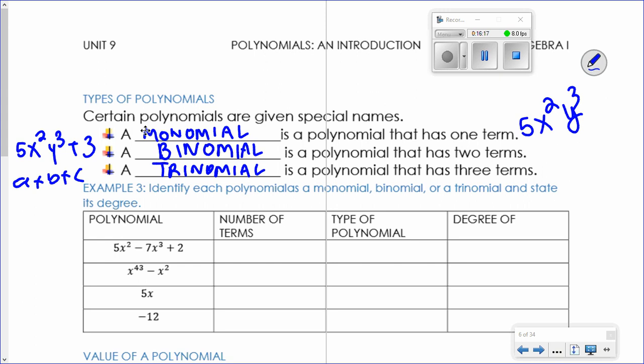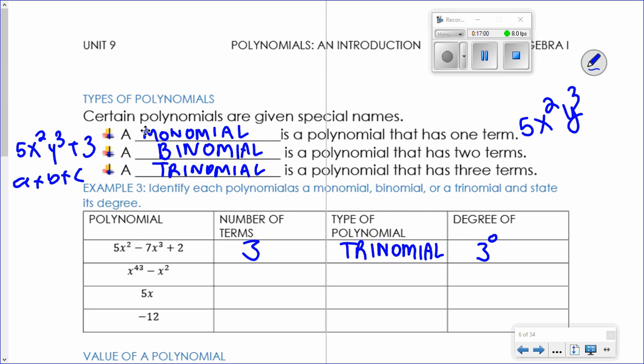Now, in example 3, identify each polynomial as a monomial, a binomial, or a trinomial, and state its degree. So first of all, how many terms does number 1 have? 3. Now, it's three different terms. What kind of polynomial is this? It's a trinomial. Does that make sense? Now, what is the degree of this polynomial? How do you know? It's the biggest x term. This is a 3rd degree polynomial.